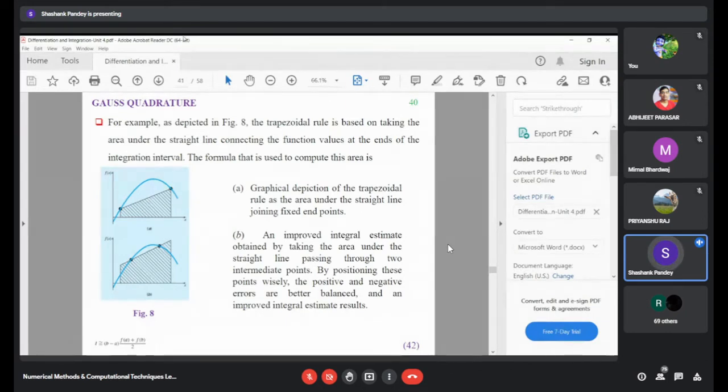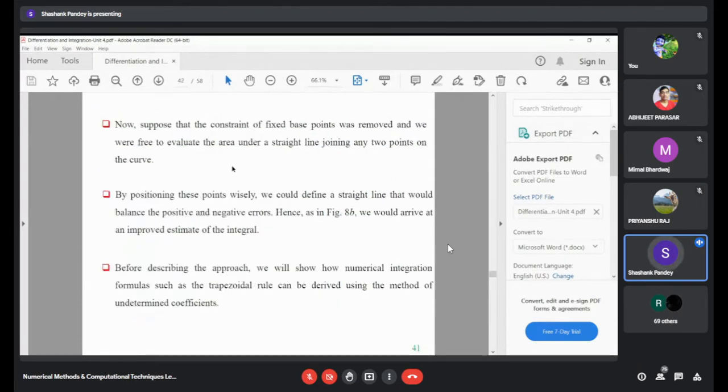So we will see how this is obtained, what is the exact procedure, and how we implement this Gauss quadrature method. So now suppose that the constraint of fixed base were removed and we were free to evaluate the area under the straight line joining two points on the curve.